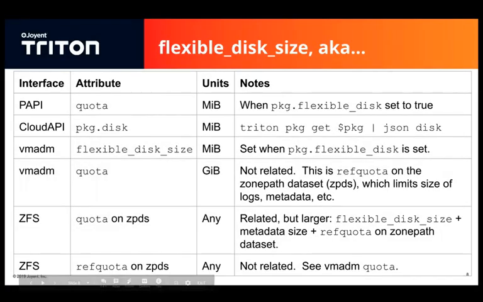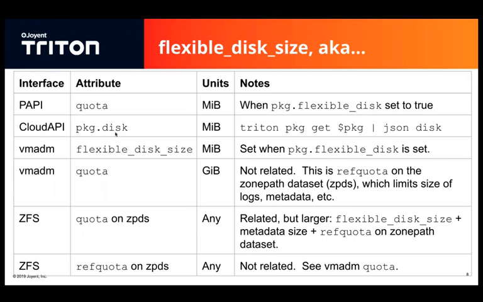Okay, so the value of quota is used with flexible disk space, but in ways that are different than what you would see with a container. So in the packages API, PAPI, the value of quota is the same as flexible disk size when flexible disk is set to true. If flexible disk is not set to true on the package, then quota is the size of the second disk.